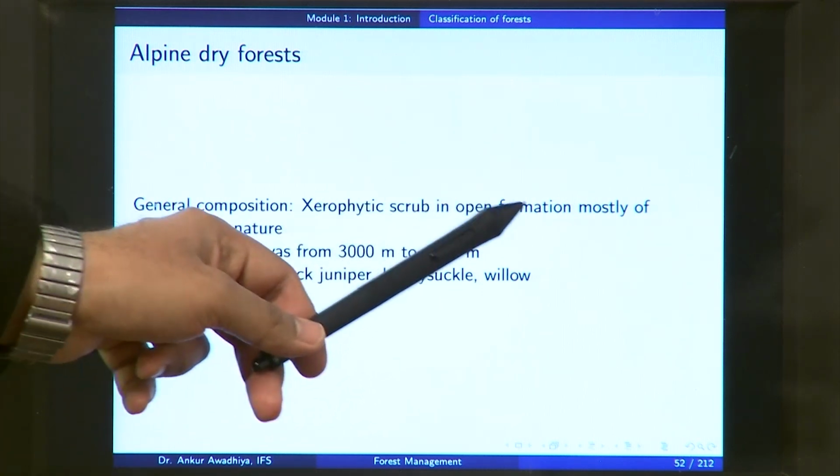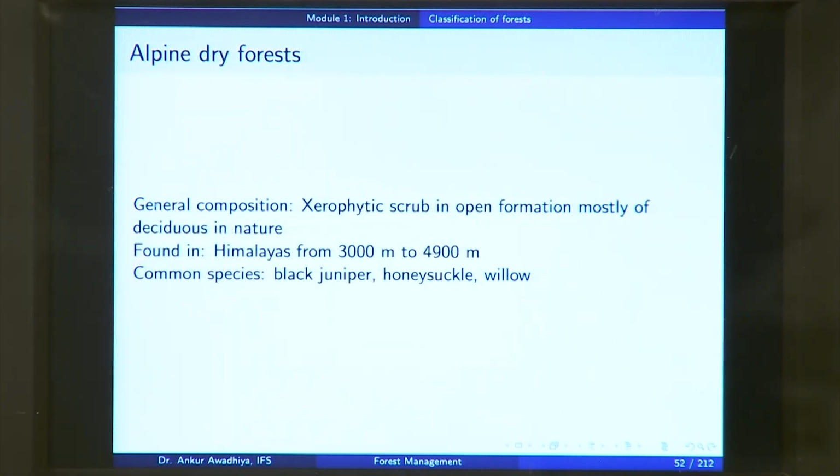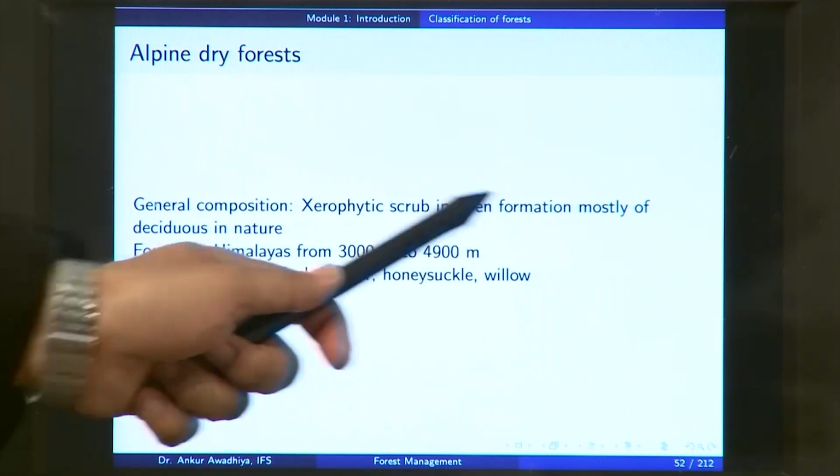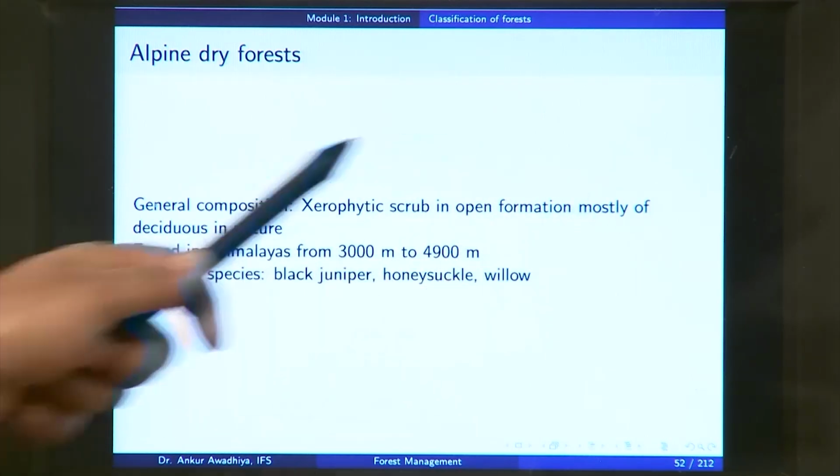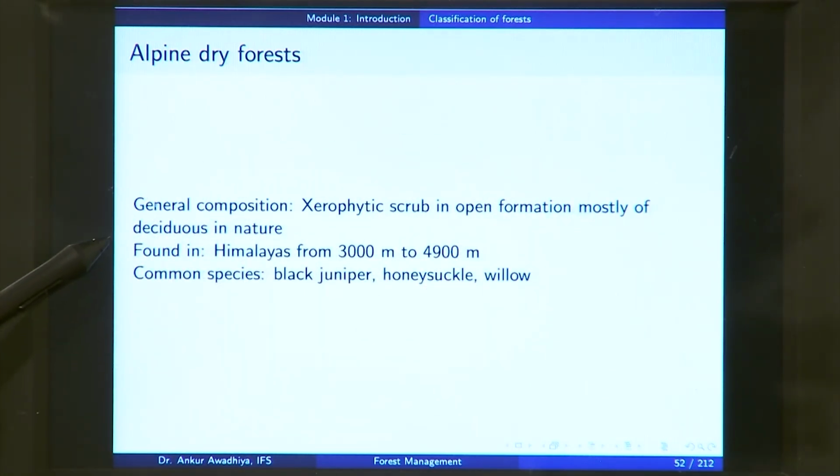These are found in open formation, which means that you will find them in patches and they do not cover the whole area, and these are mostly deciduous in nature, because they want to conserve the moisture. So, the plants are deciduous in nature. They are found in the Himalayas from 3000 meters to 4900 meters, and the common species are black juniper, honeysuckle and willow.